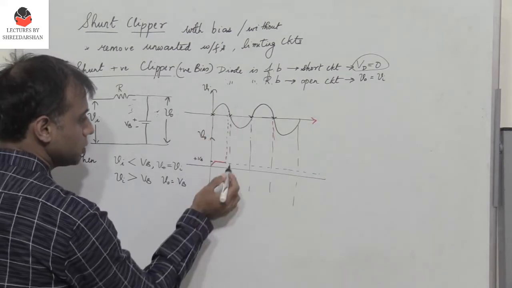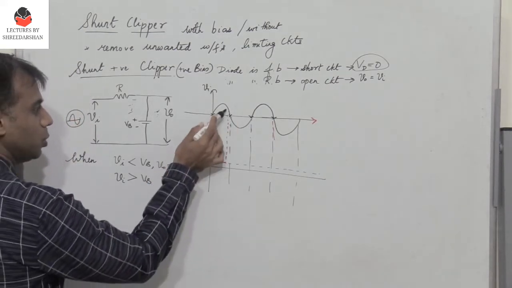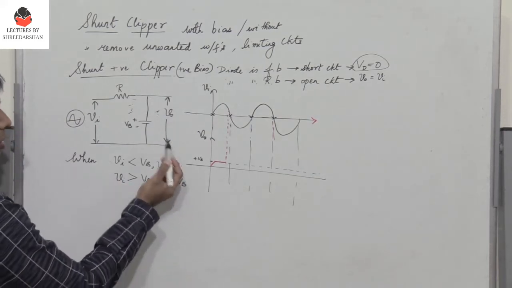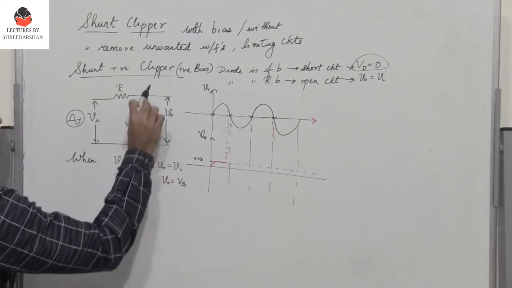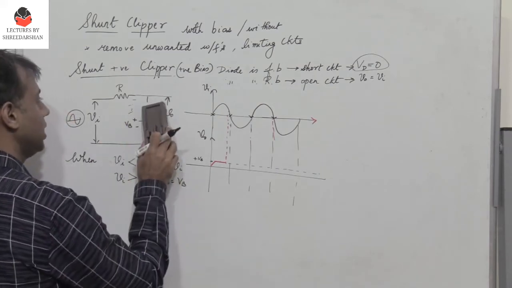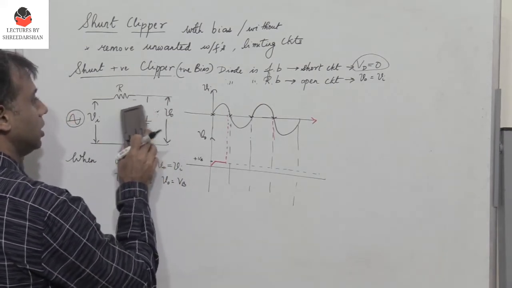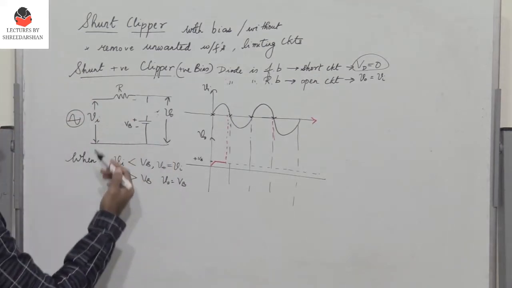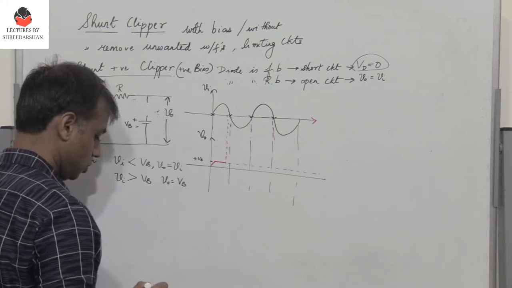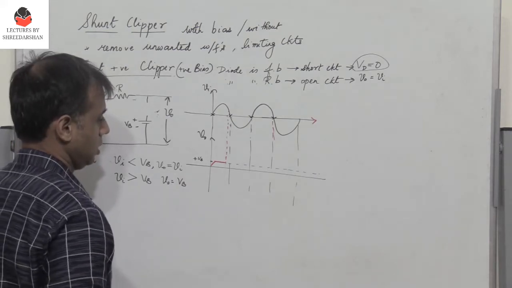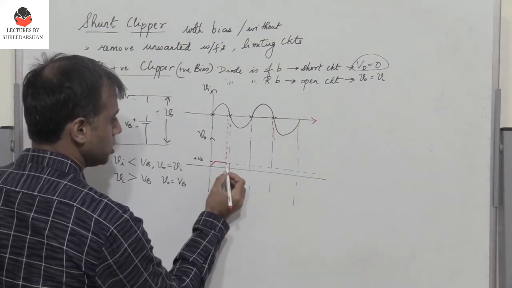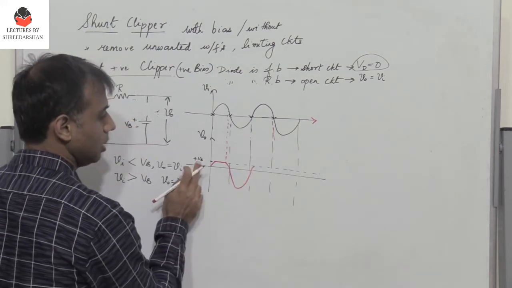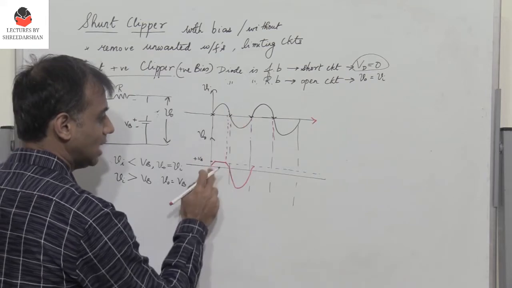Again, the input voltage falls below VB. When the input voltage falls below VB, what happens? Again, I get this condition. When the input voltage falls below VB, the diode is reverse biased. So there is no connection here. This behaves like an open circuit. So the output follows the input. So we get a voltage which follows the input voltage. Till where? Till the input is less than VB.